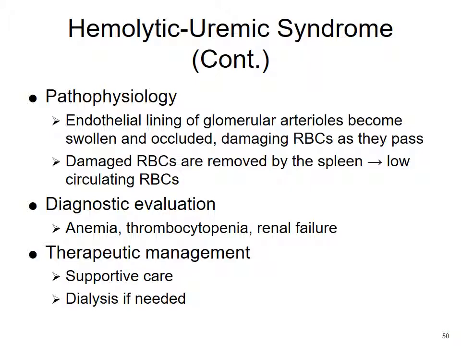So what's happening here is that the endothelial lining of glomerular arterioles become swollen and occluded, and they are basically crushing red blood cells as they pass through these tight spaces. And these crushed and damaged red blood cells are removed by the spleen, so we have lower amount of circulating red blood cells. So this is going to manifest itself as anemia, low red blood cells, low platelets, and renal failure. The therapeutic management is supportive care and dialysis if needed.